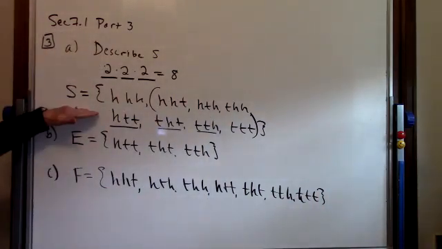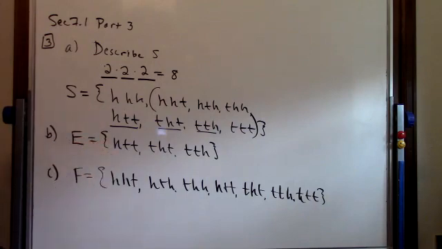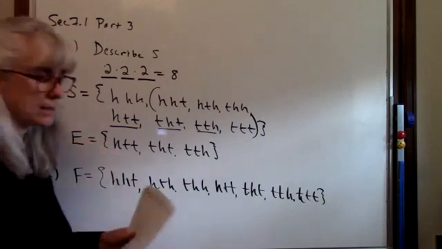So again, if you can list the sample space, then the rest of it's fairly straightforward because they're asking for subsets of that sample space.